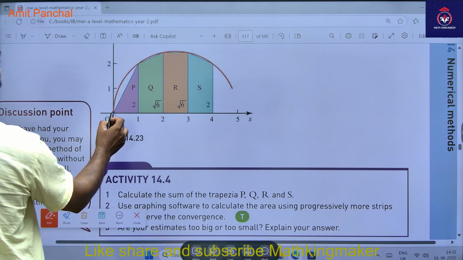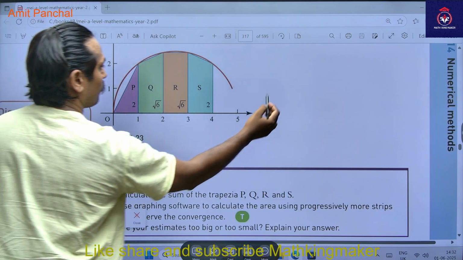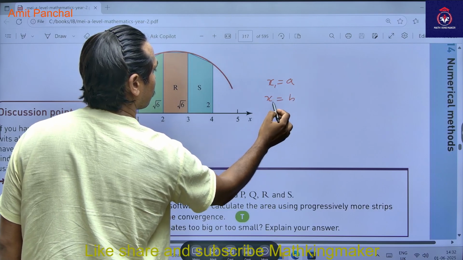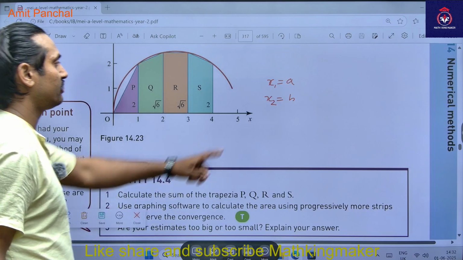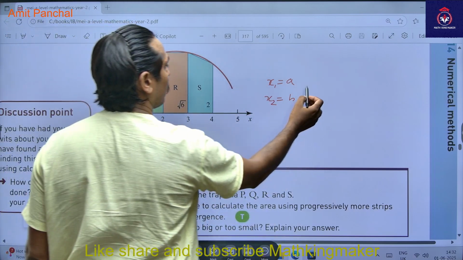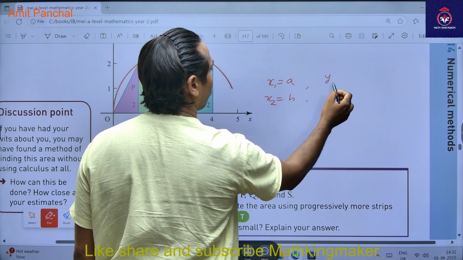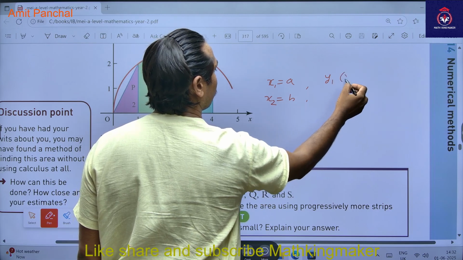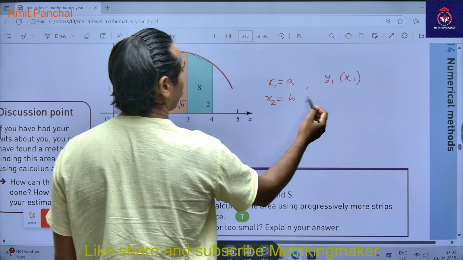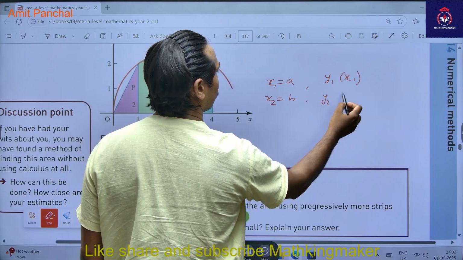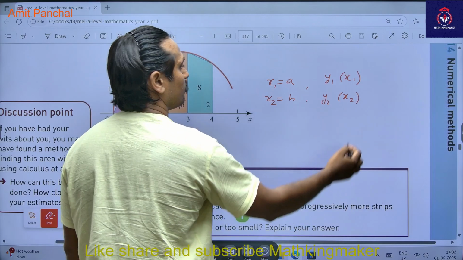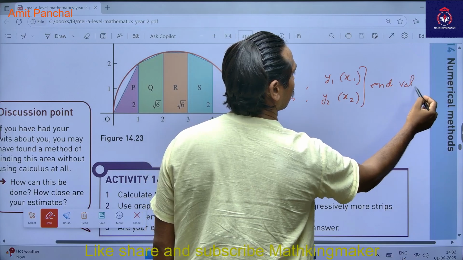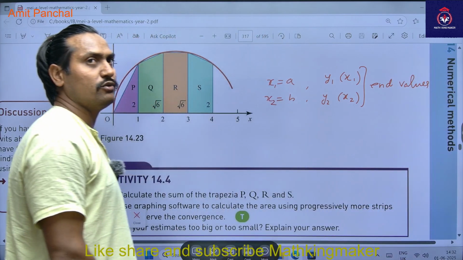So if you have x equal to a and x equal to b, let us say these are our endpoints in terms of x. You need to calculate endpoints in terms of y. So y1 will be given at x1, and y2 will be given at x2. These are nothing but our endpoints. So these are end values.